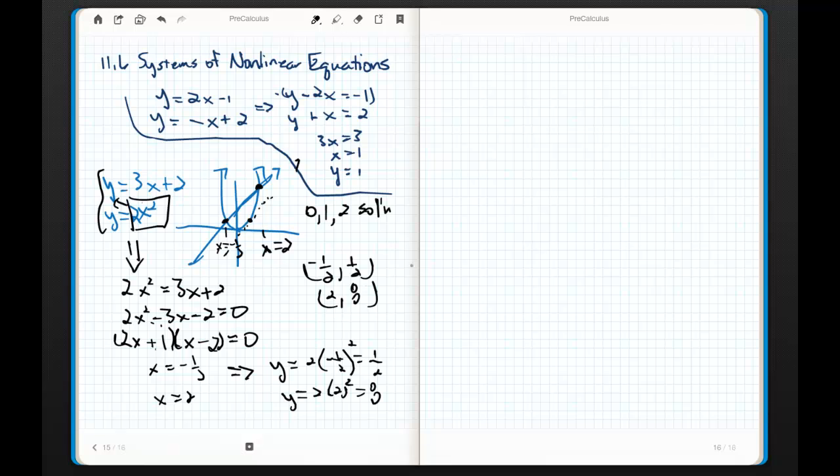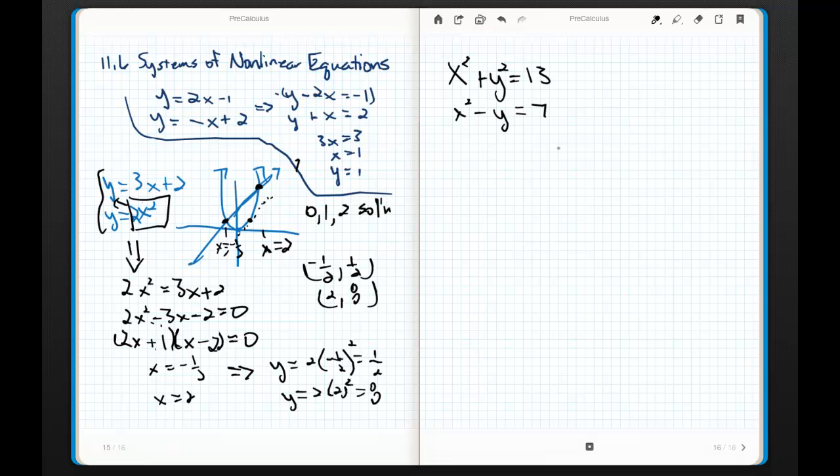Now, watch how ugly this can get, though, if you're not really careful. How about this one? I actually stole this one out of the book because it's kind of fun to look at. We've got x squared plus y squared equals 13, and x squared minus y equals 7. Now, what are we looking at here? It's clearly a system. There's more than one equation, and a couple of variables. They're clearly not linear. I'm not looking at 2 separate lines here. Well, what's this one? It's a circle. What's this one? It's a parabola.